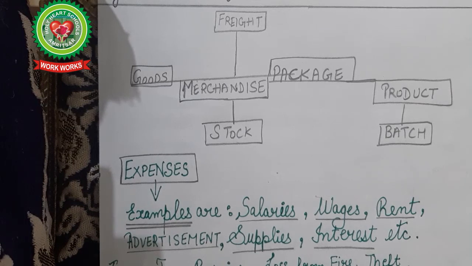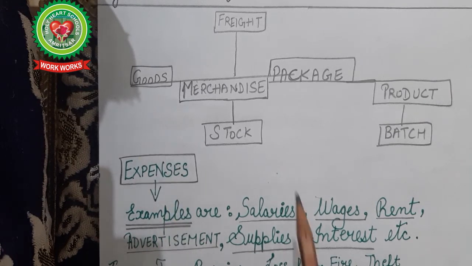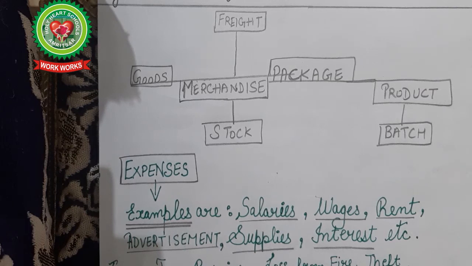Why is carriage paid? It can be on goods, it can be on merchandise. Now what is merchandise? Goods traded in. Suppose I have an electronics business. I have LEDs, refrigerators, washing machines at my showroom. All the products which I get in at my showroom, that I am trading in with my stock, that is merchandise. Now what is stock? The goods which I sell, which I bring for resale, that is called stock.